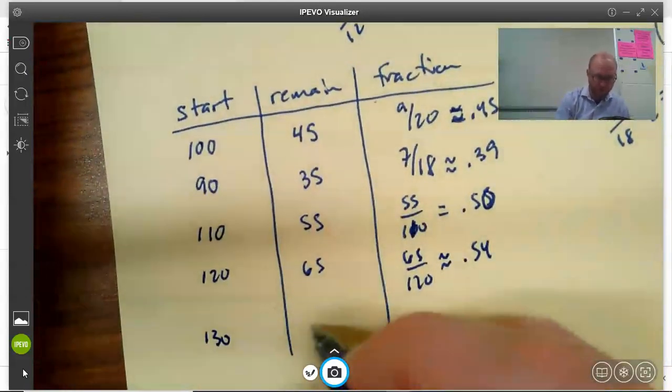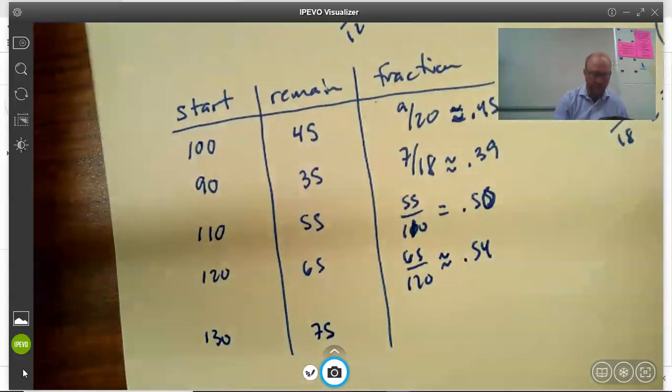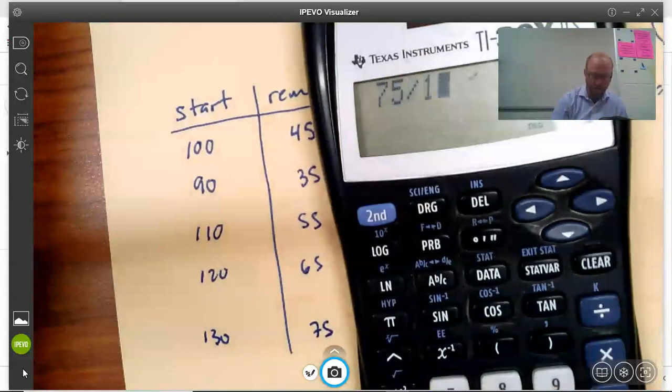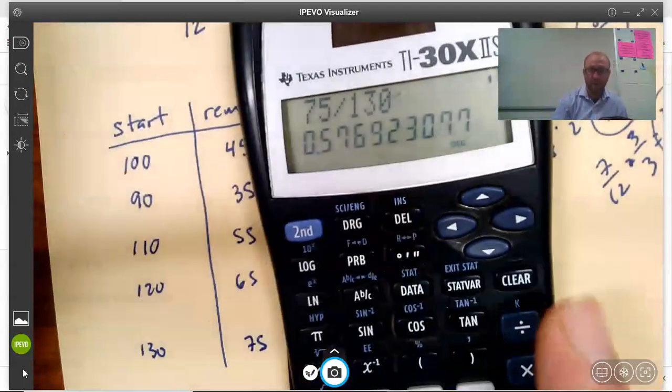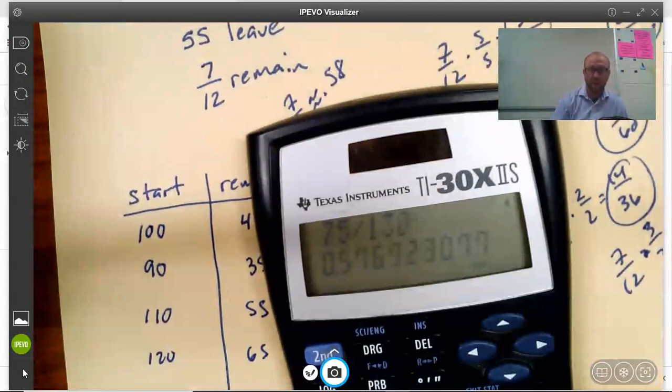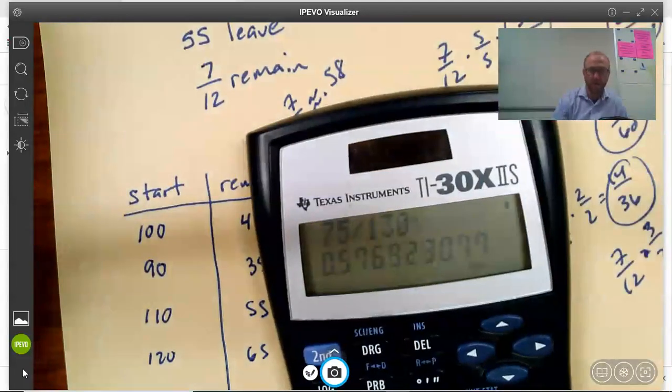130, take away 55 is 75. So 75 out of 130 is 0.58. We'll round that to 0.58. Now, this was rounded to 0.58 too, so we're getting really close.